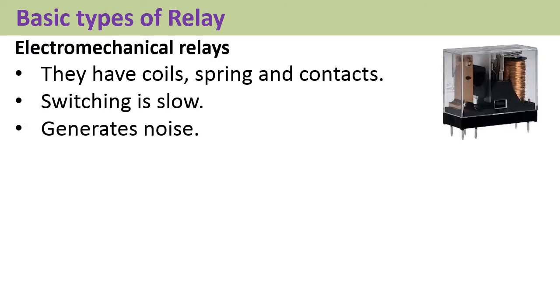Basically, relays are of two types. First one is electromechanical relays. They have coils, spring and contacts. When current flows through the coil, a magnetic field is created around the coil. This causes armature to be attracted to the coil. The armature contacts act as a switch and open and close the circuit. They are comparatively slower. Physical contacts make click sound during the switching.